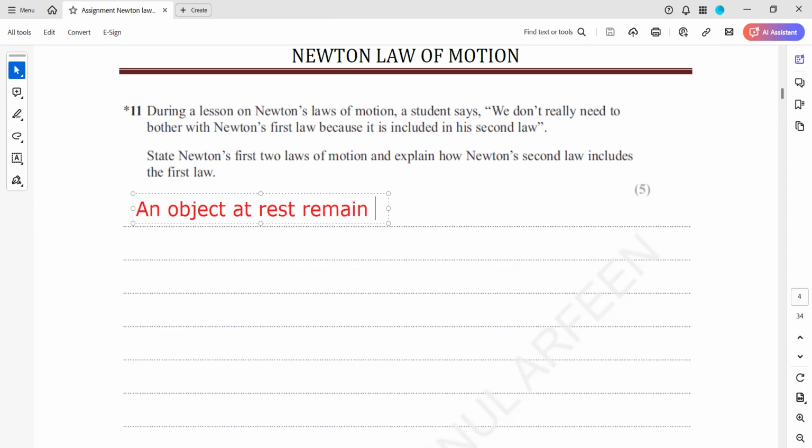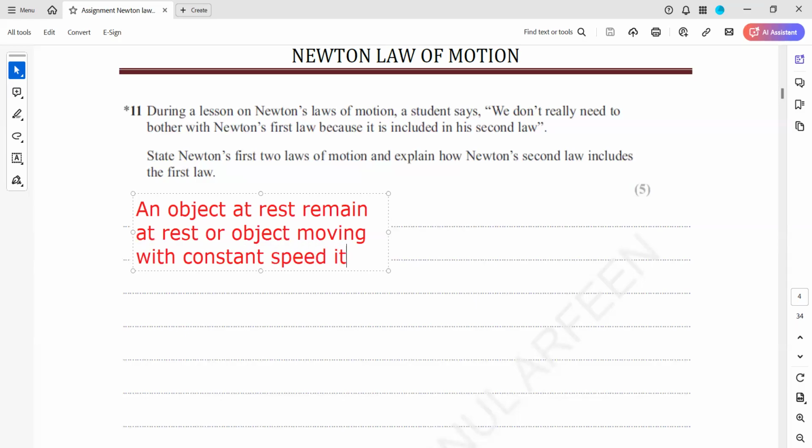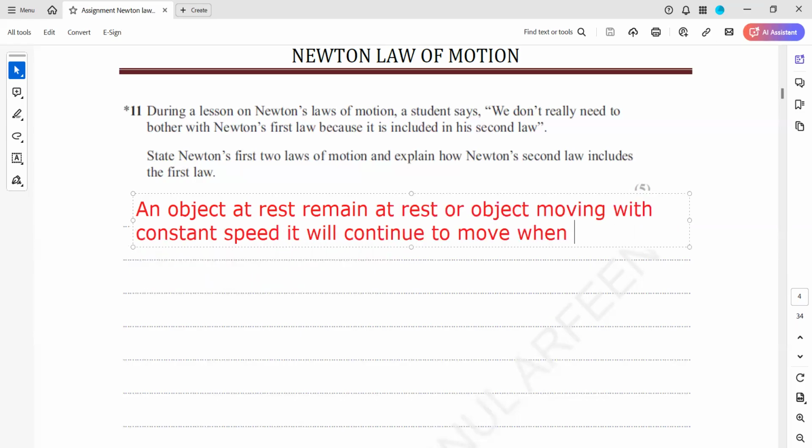will remain at rest, or an object moving with a constant speed will continue to move when the forces are balanced or the resultant force is zero. So when the forces are balanced or the resultant force is zero, if it is a stationary object, it will remain at rest. If it's a moving object, it will continue to move with a constant speed. That's Newton's first law.